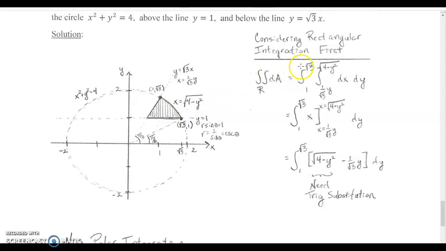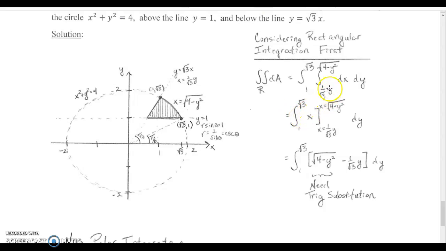Now, let's consider setting up a rectangular integration first. If I set it up as dx dy, I can say that y goes from 1 to the square root of 3. As y is going from 1 to the square root of 3, x goes from this lower function, solving for x, x equals 1 over the square root of 3 times y, to the circle. Solving the equation of the circle for x, I get x equals square root of 4 minus y squared, the right half of the circle, even in terms of y, because if I'm standing on the y-axis, that's the positive part. So x equals the positive square root of 4 minus y squared. Those are the limits of integration for the x integration.